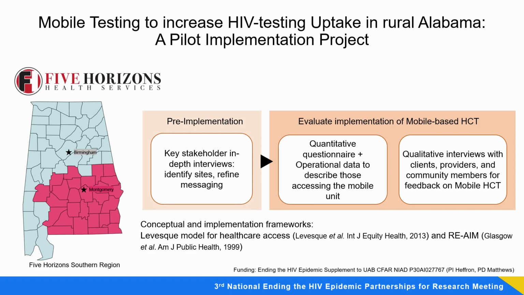We've together had 2 different EHE supplements through the UAB CFAR to think about mobile testing to increase HIV testing uptake in Alabama. Deandra comes from Five Horizons Health Services. She's in the southern region, so they're based in Montgomery, and their service area includes all of those counties colored in red. It's a vast area, and they do a lot of work. Our pre-implementation work was doing key stakeholder interviews to think about where would we go and how would we refine the messages, and then afterwards we did some evaluation of the implementation of mobile-based counseling and testing.